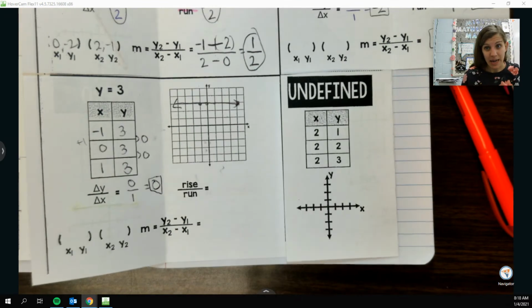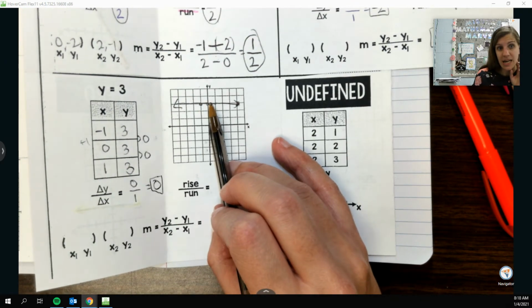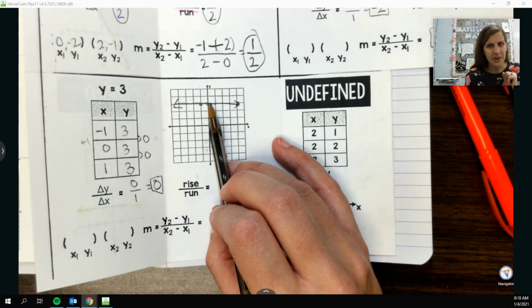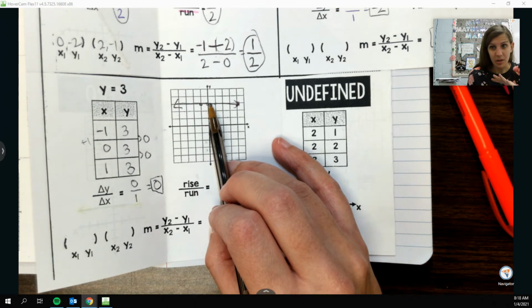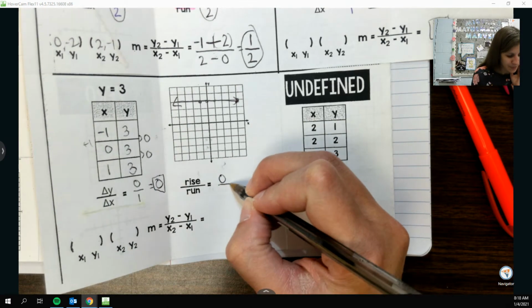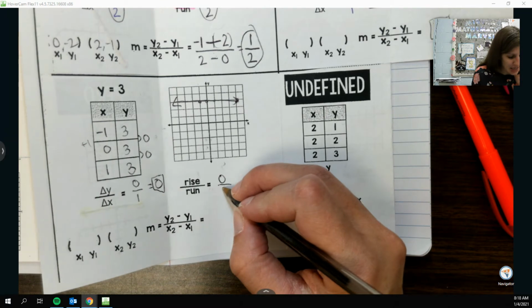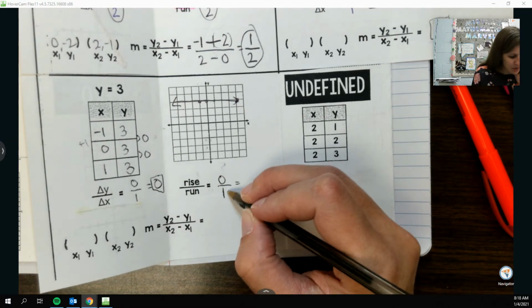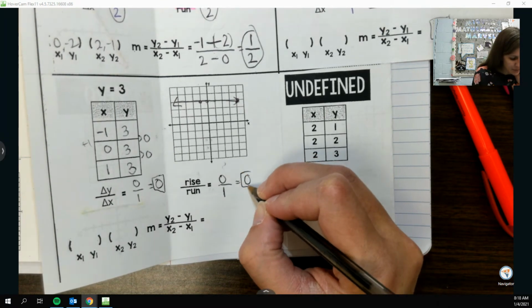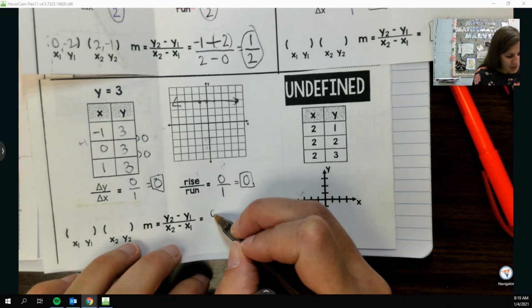Also, if I think about rise over run, when I need to go from this point to the next one, I don't need to go up or down at all. So going up or down nothing is 0. And I run 1 or I run 2 or I run whatever, it really doesn't matter because 0 over anything is always 0. Now I can also get that by doing my slope formula, and it will be 0.